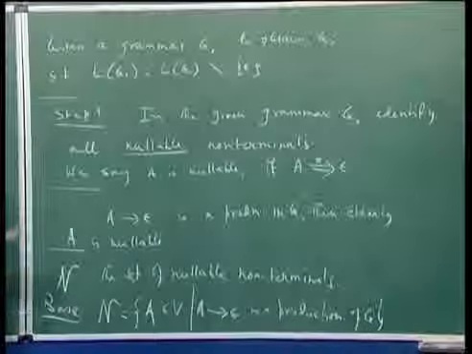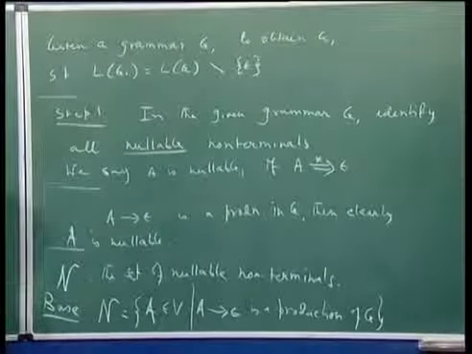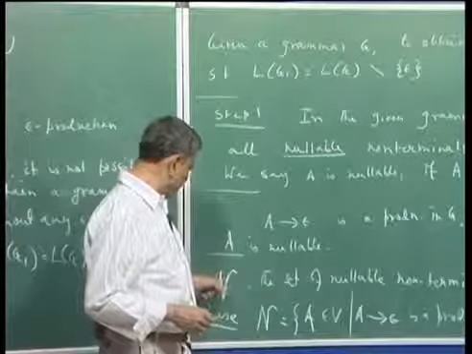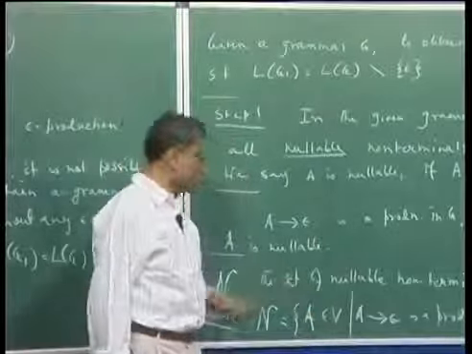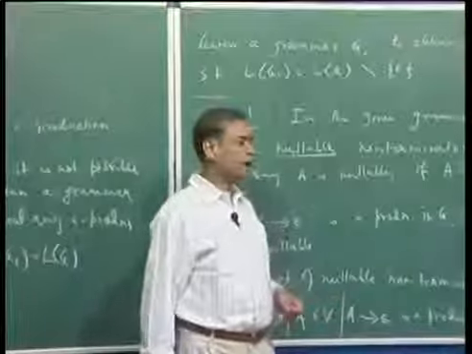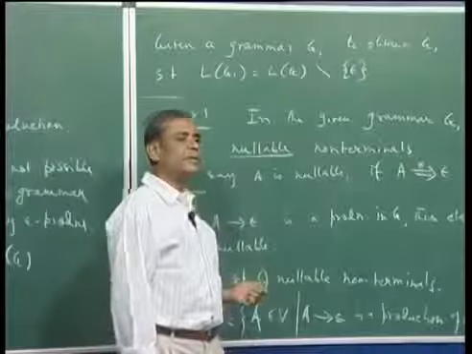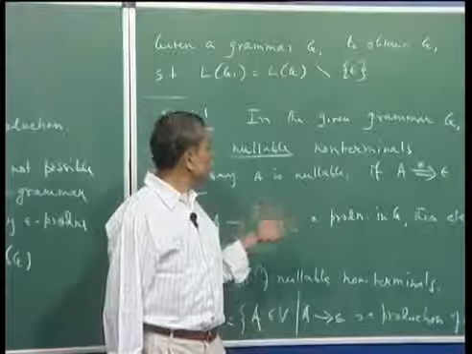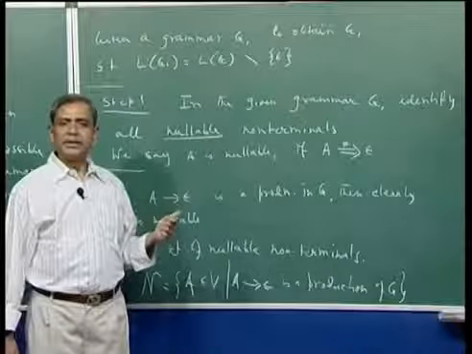Remember, any inductive definition of a set starts with a base definition of that set, and that base definition for this set of nullable symbols, nullable non-terminals, is all those non-terminals of the grammar each of which contains a production of the form A goes to epsilon. So, clearly, such non-terminals are visible right from inspection of the grammar G. Without doing anything, I know that these non-terminals are nullable.